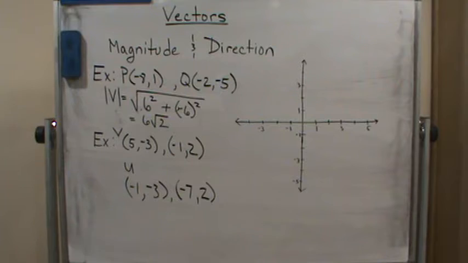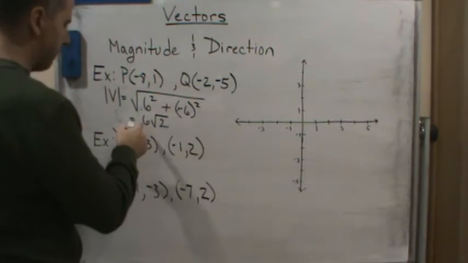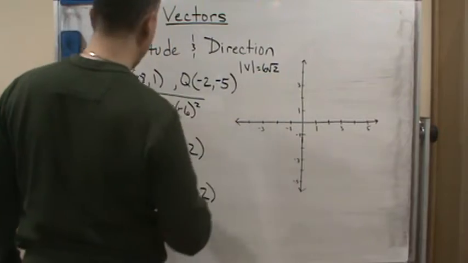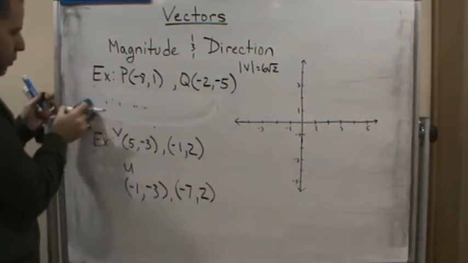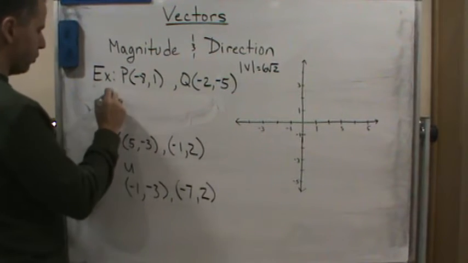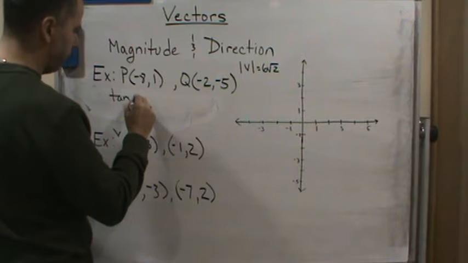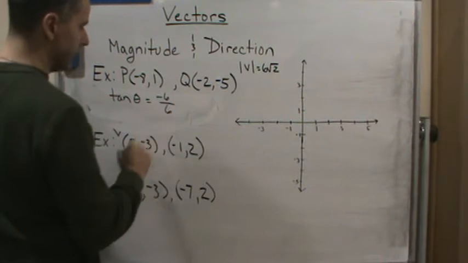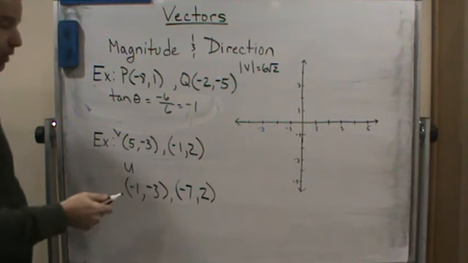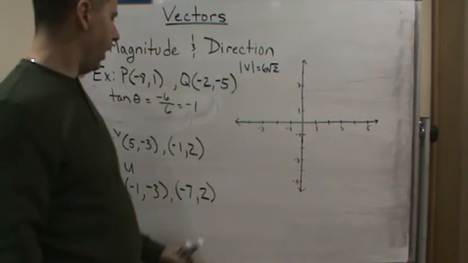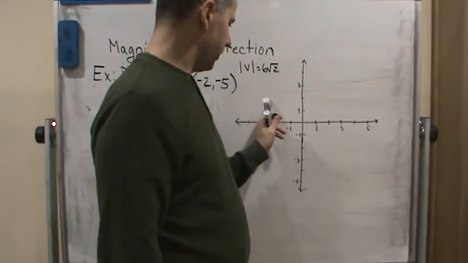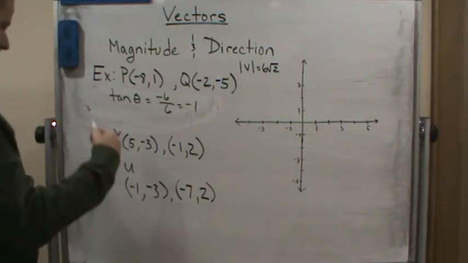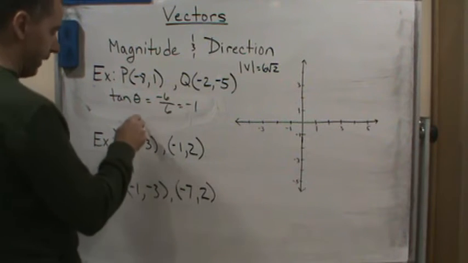So we have the magnitude. Let's write this down here. Magnitude is 6 root 2. And now we want to find the direction. So that's where the tangent is going to come in. We know tangent of theta is equal to b over a, which in this case is -6 over 6, or -1. So what angle has a tangent of -1? Well, tangent is negative in the second and fourth quadrants. If you put this in your calculator, it's going to give you -45 degrees.